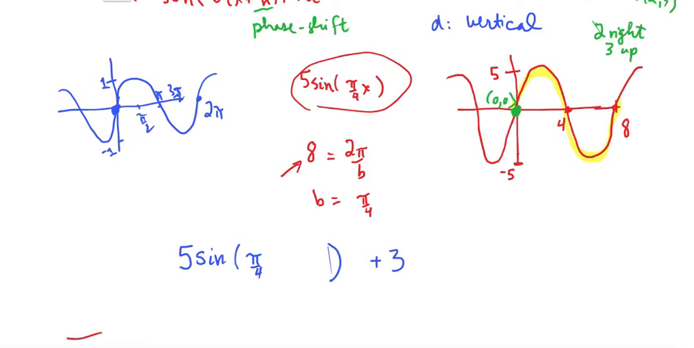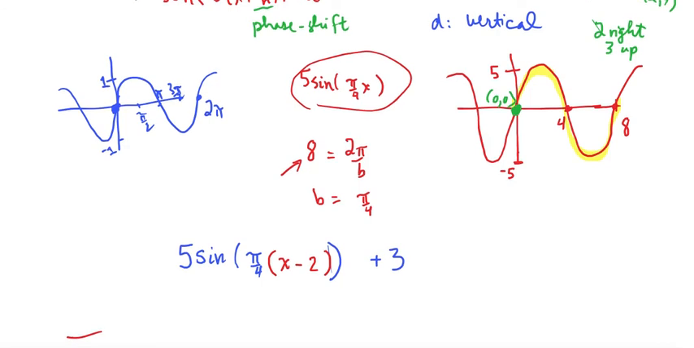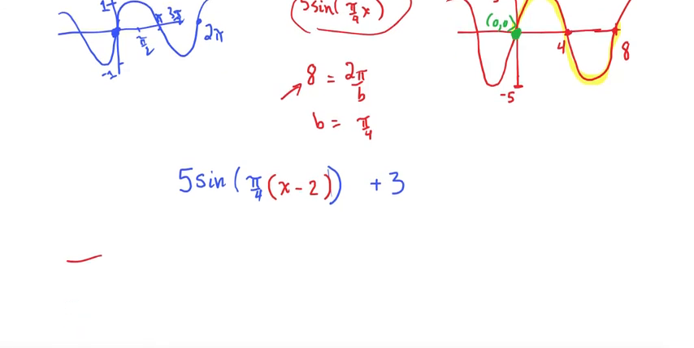And here's the great thing with the phase shift. We've already done all of our stretching, and the phase shift allows us to do the shifting after the stretching. So then instead of doing just pi over 4 times x, we can do pi over 4 times quantity x minus 2. So this will shift everything over 2 units and up 3 units. And our final graph is going to look like this.